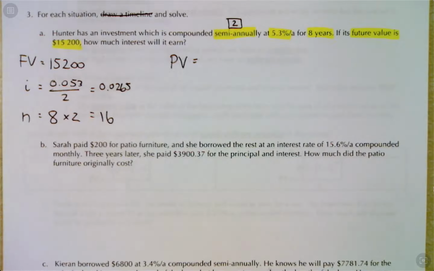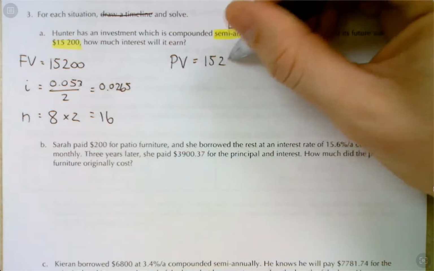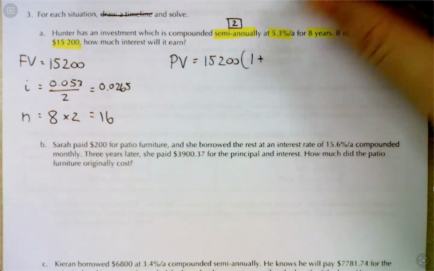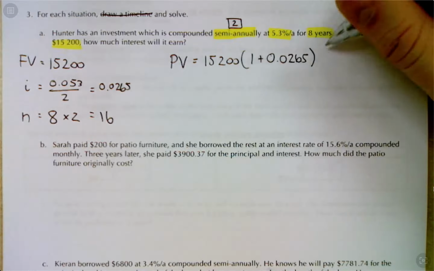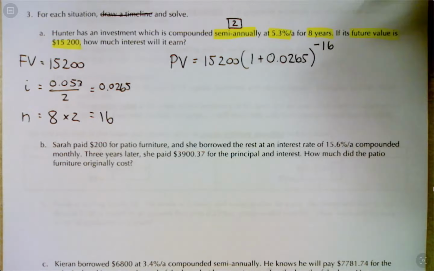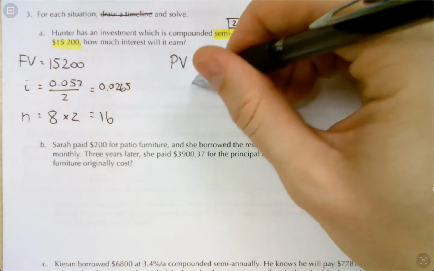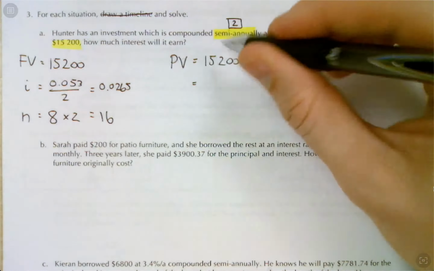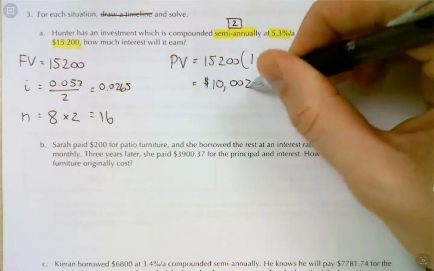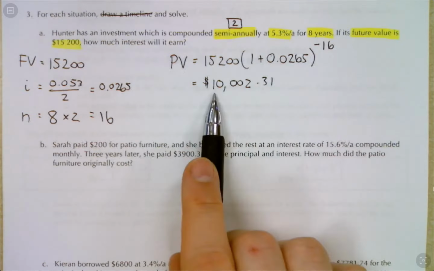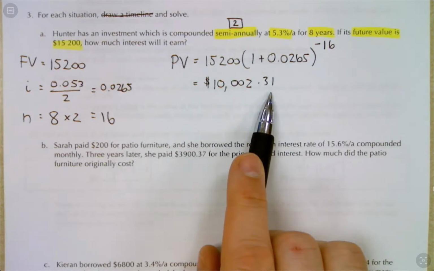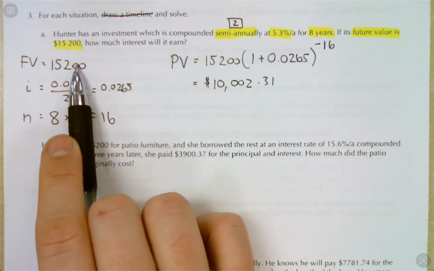Now that we know FV, I, and N, we can use our equation. The equation is future value, so 15,200, times 1 plus I, which is 0.0265, to the exponent negative N, negative 16. If we type that in our calculator, I'm going to save the calculating time, we get 10,231. So that was how much the investment was for. That's how much the investment is at the end.